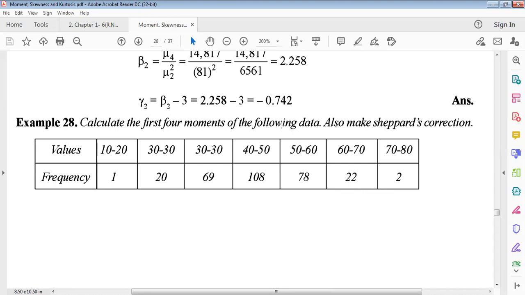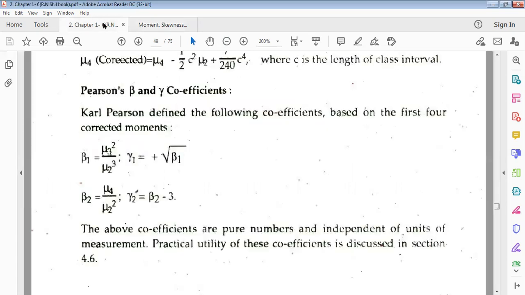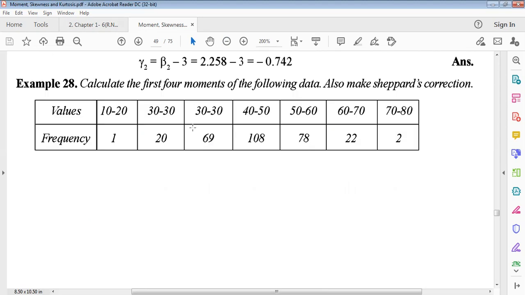Now, this is a very important question for you. Calculate the first 4 moments of the following data and also make Shepard's correction. This is a very important correction, Shepard's correction, and we have also seen the Shepard's correction formula. First, mu2 will be corrected by this, and mu3 is not corrected, just the same, and mu1 also the same. Okay, and mu4 will be corrected using this formula. Here a is the length of the class interval.